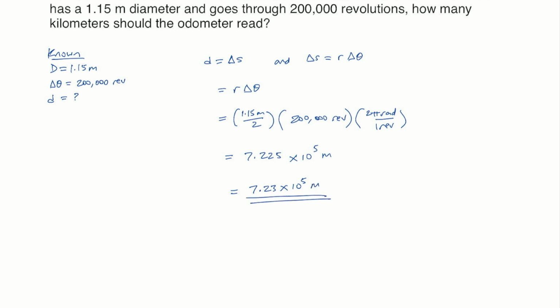That's the distance the tire goes through when it has a radius, well, let's say diameter of 1.15 meters, and it goes through 200,000 revolutions.